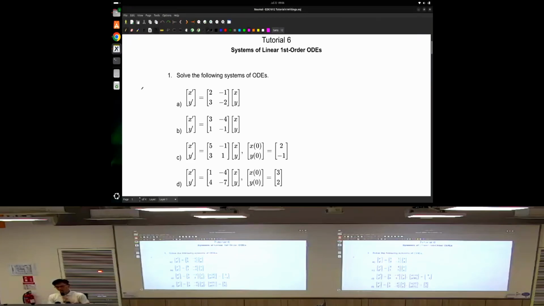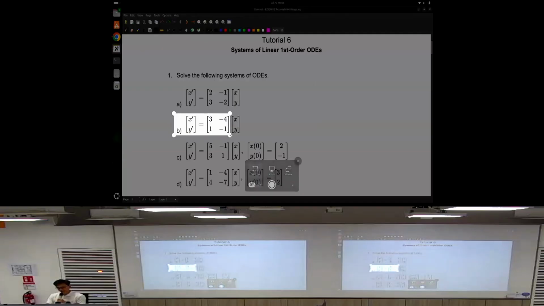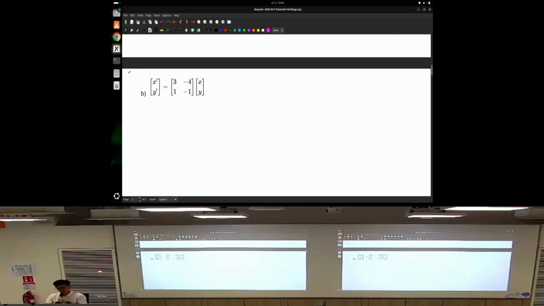Okay, so I will go through 1B. Today's plan is to cover tutorial 6 first, then after that, we will continue to our topic 7. This is a coupled system that has already been written in proper matrix notation, right? Once again, the x prime vector here equals Ax, so this is your matrix A.